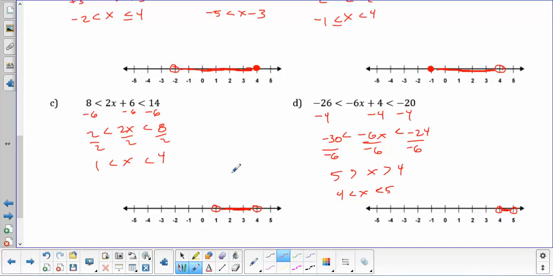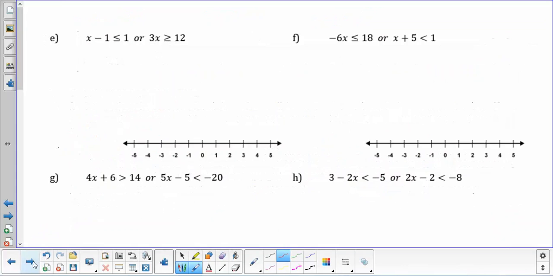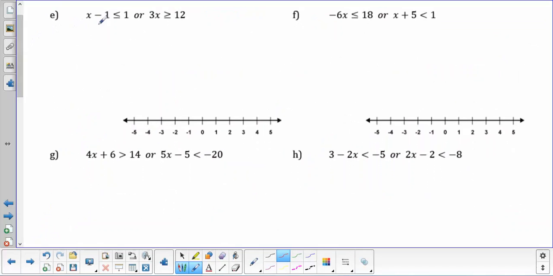Alright, if you've missed any of that or if that was a little too quick, please go back. Otherwise, we're going to go on to OR inequalities. So, OR inequalities, these will look a little easier because these are just basic linear inequalities and you're just solving 2 of them. That's literally all that's happening. Okay. So, x minus 1 is less than or equal to 1, or 3x is greater than or equal to 12. So, solve one at a time, and then plot your solution one at a time.